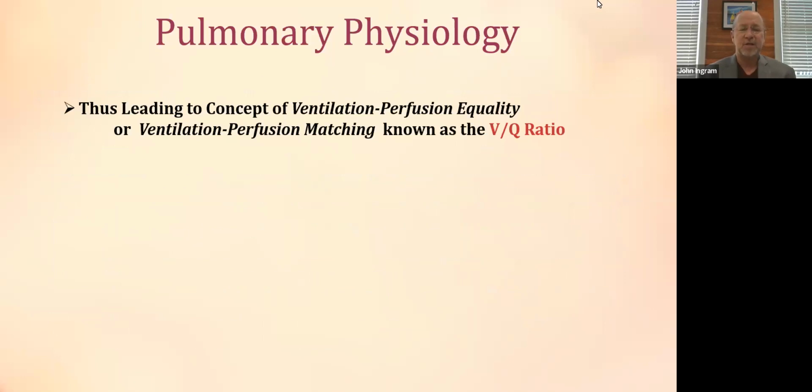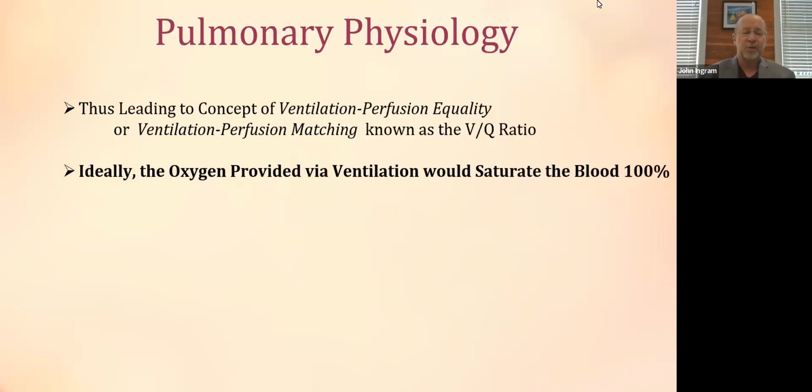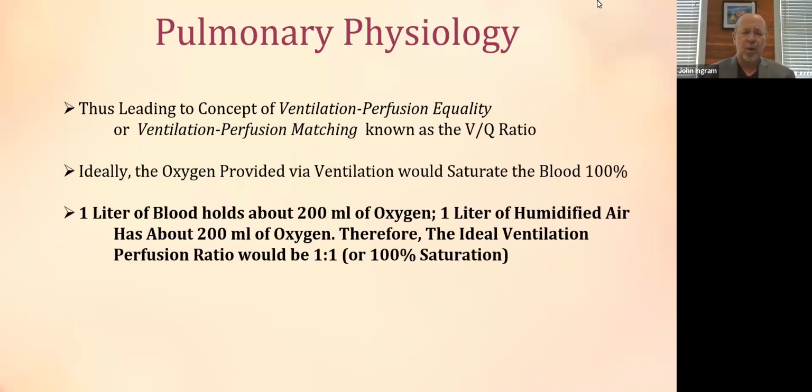Now, this leads to the concept of something called ventilation perfusion equality, or many of you have probably heard it known as ventilation perfusion mismatch, or VQ mismatching or matching, or VQ ratio. So ideally, the oxygen provided via ventilation would saturate the blood 100%. Now, knowing that 1 liter of blood holds about 200 cc's of oxygen and 1 liter of humidified air contains about 200 cc's of oxygen, therefore, the ideal ventilation ratio would be 1:1, or 100% saturation.